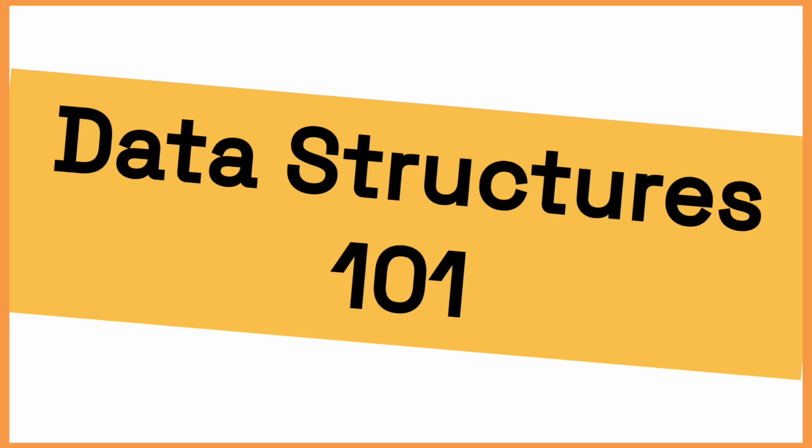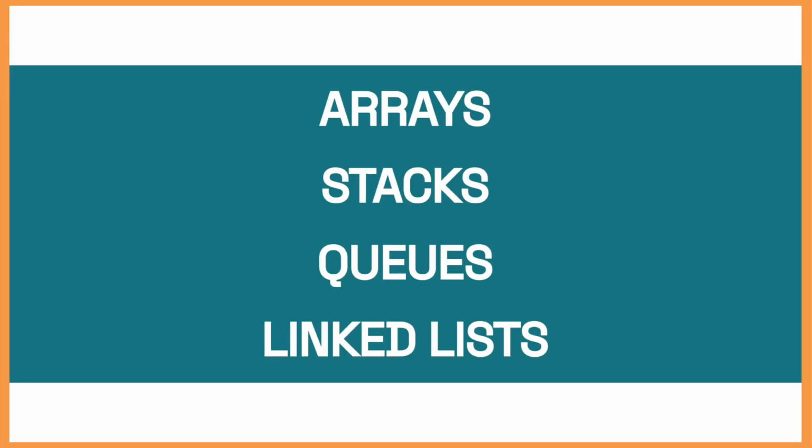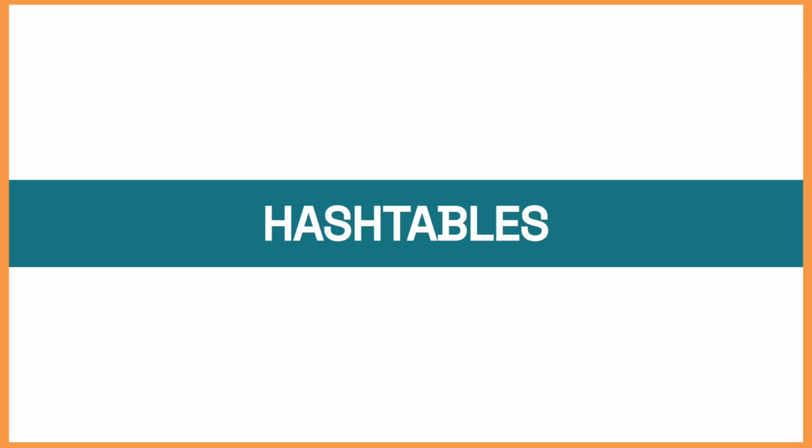Hey guys, welcome back. If you've been watching the series on data structures in Python, so far we've covered arrays, stacks, queues, and linked lists. Today we're moving on to a slightly more complex data structure called a hash table. Let's talk about why a hash table is important, and later we'll see how to actually implement it.